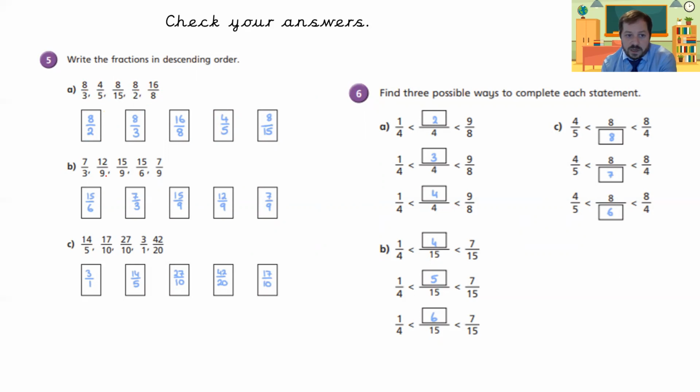This one, 3, 9, 9, 6, and 9. Well, that makes our life nice and easy because all of those numbers will go into 9. So we would do that.